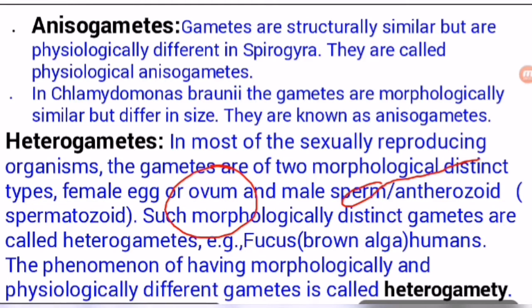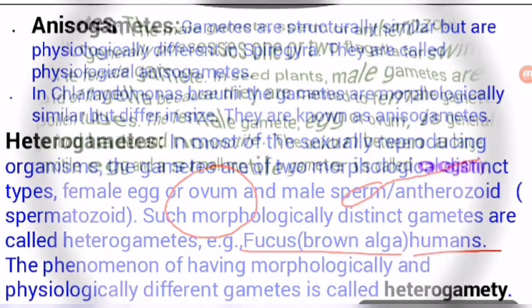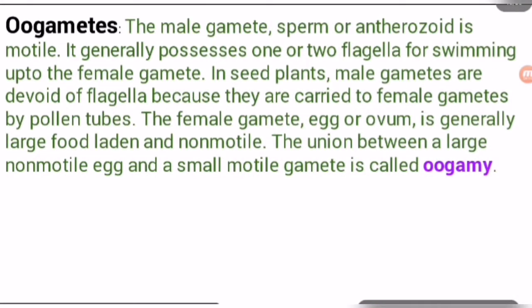So what are examples of heterogametes? Fucus, which is a brown algae, and human. So students, it is clear. Let's discuss another type of gametes. Students, oogametes. What are they? Oogametes, this is very important. Oogamy and oogametes, so we concentrate on it.